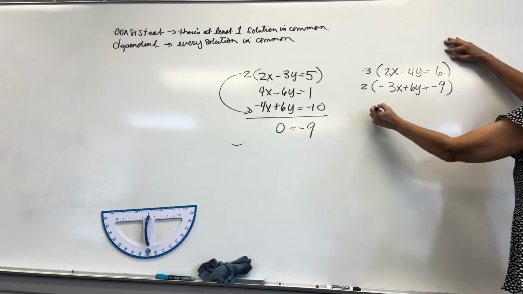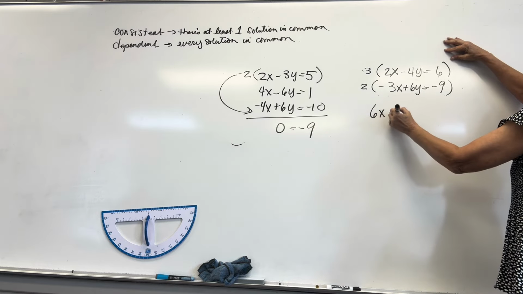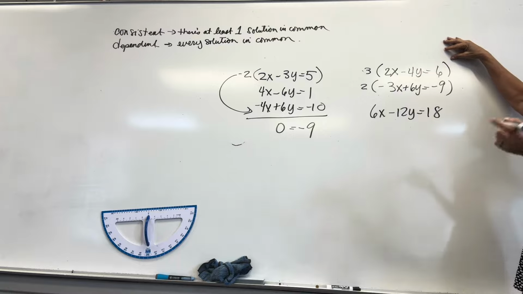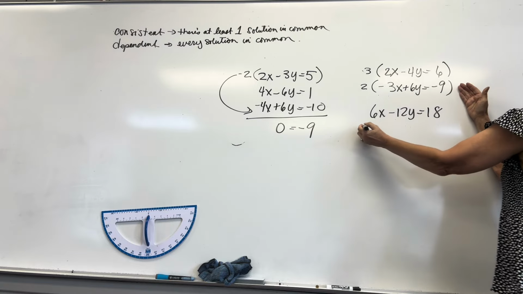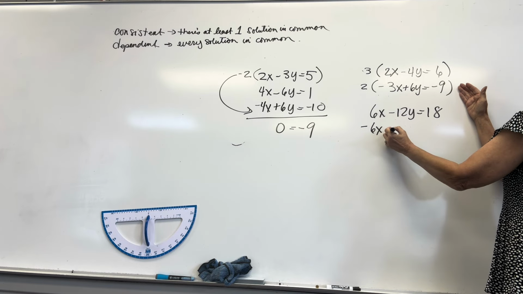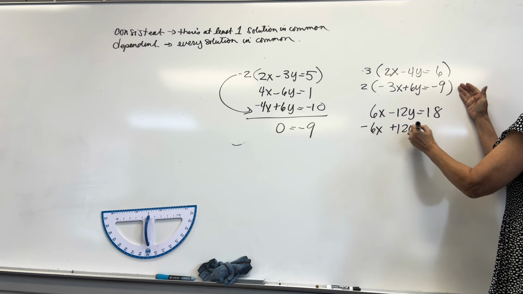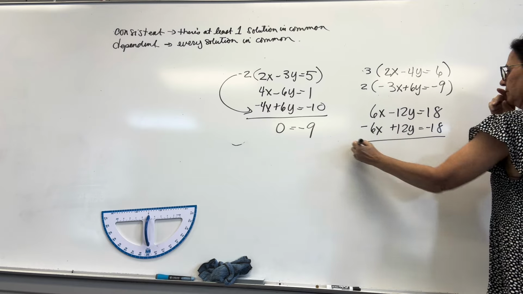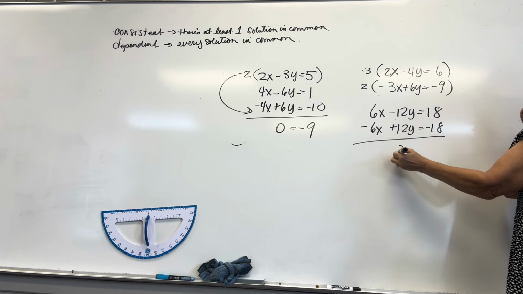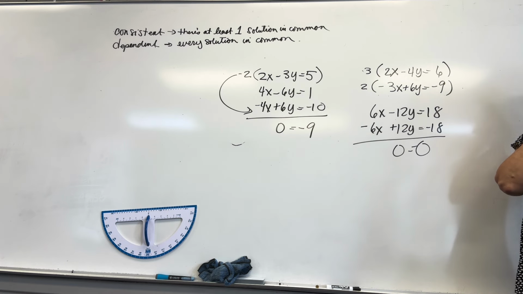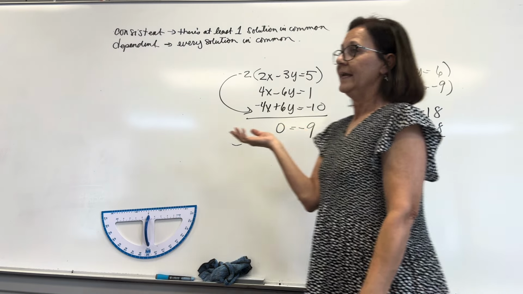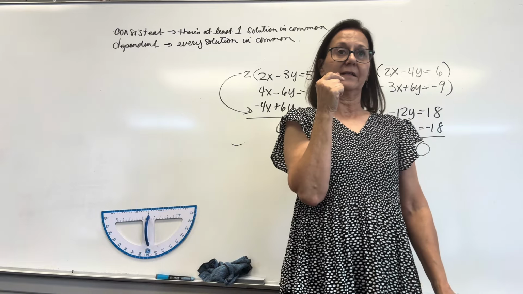So we have 6x minus 12y equals 18. Y'all be checking my multiplication here. That's negative 6x plus 12y equals negative 18. They're the same. They're the exact same line. They are consistent and dependent.